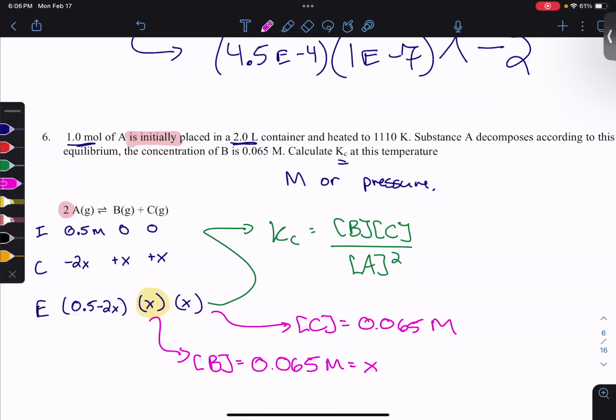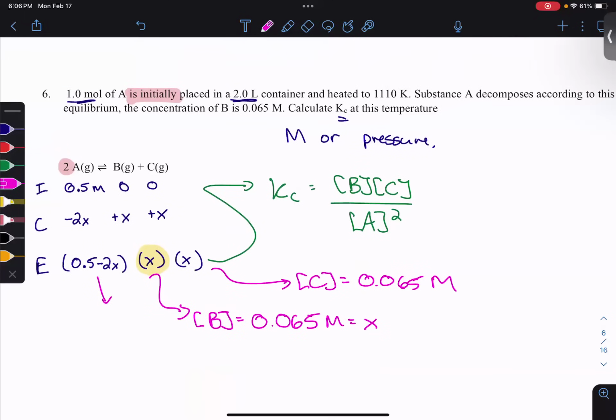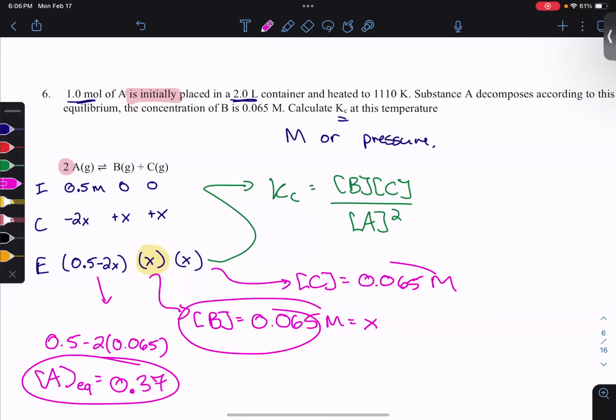So then since we know X, we also know the concentration of A. We just got to plug it back in. All right, so notice here we are never making an approximation because we are given a hint to what X is, because we're given a hint to that equilibrium line. So you do have to plug in X into that A concentration at equilibrium, so 0.5 minus 2 times 0.065. So that means the A concentration at equilibrium is something like 0.37. All right, so those are the numbers that I am going to plug into my Kc expression.